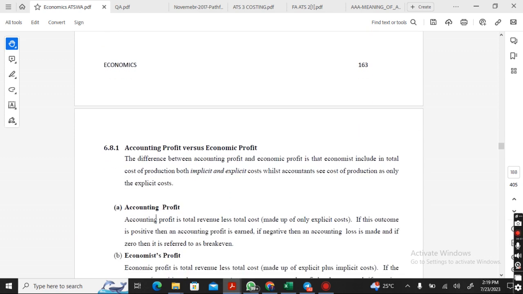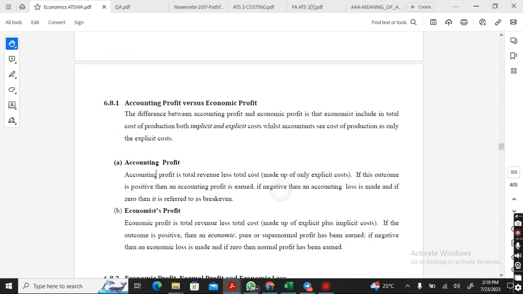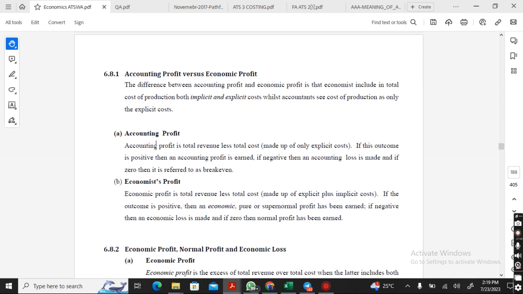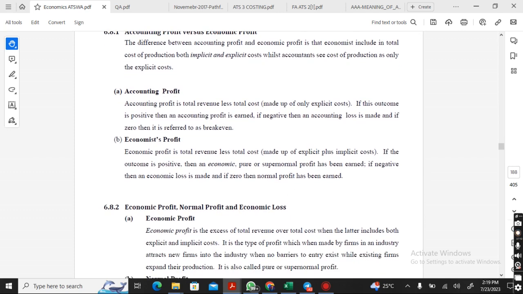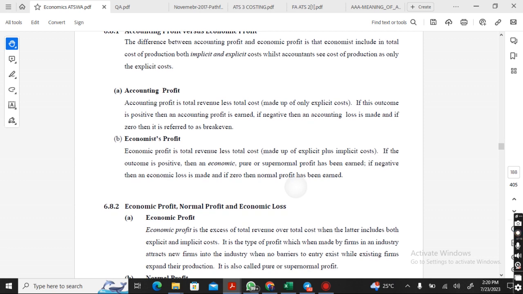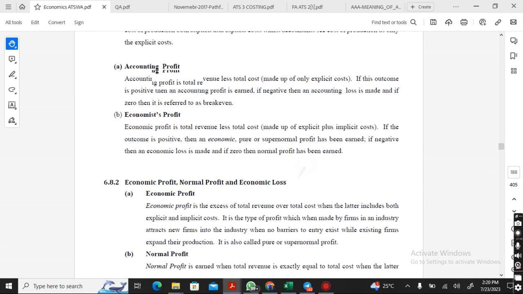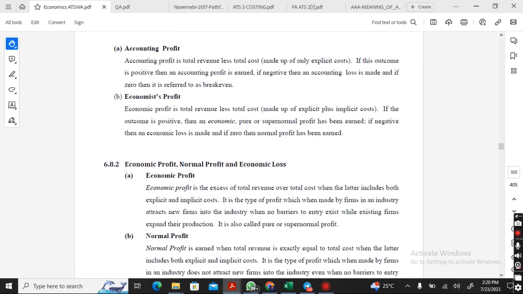So let's look at accounting profit versus economic profit. We said that in accounting we only focus on explicit cost, but in economics we focus on both implicit and explicit cost. So accounting profit is total revenue less total cost, which is only explicit cost. If this outcome is positive, then accounting profit is earned. If negative, then it is accounting loss. If 0, that is break even, a point whereby there's no loss, there's no gain.